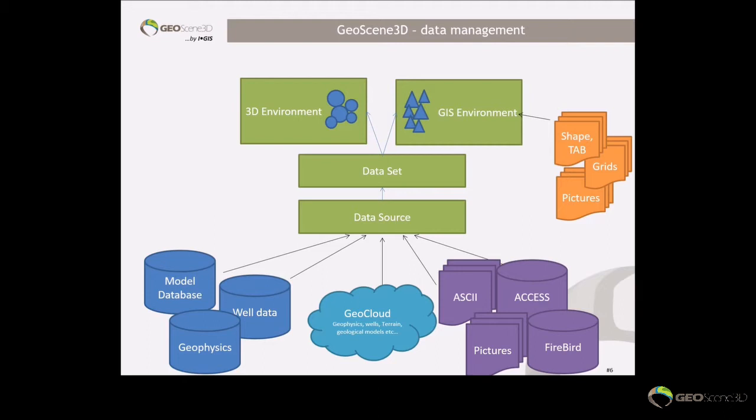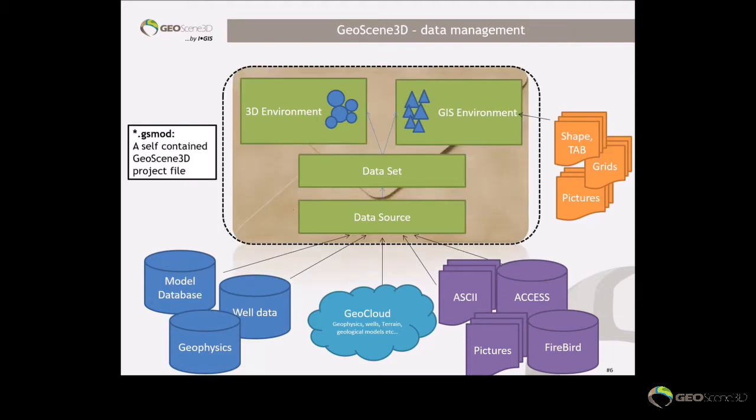When importing data, we'll get to that later, but these will be automatically set up for you and will be linked. These 3 steps of the data management are the base of a GeoScene3D project. So this is what is contained within the project files of GeoScene3D. The GeoScene3D project file has the extension .gis mod. So this is what we save all your work into.